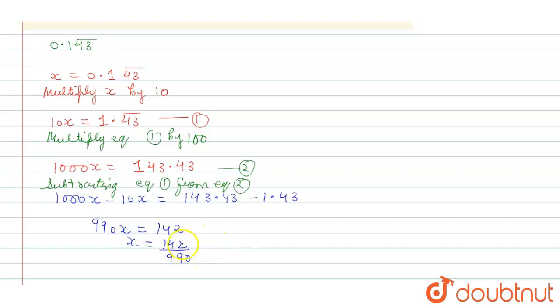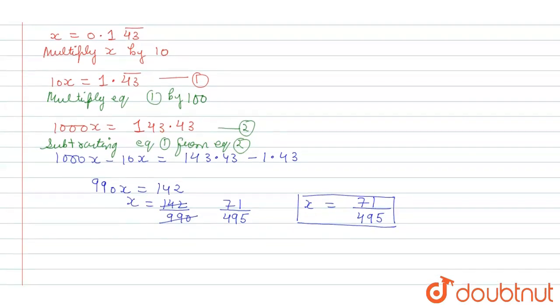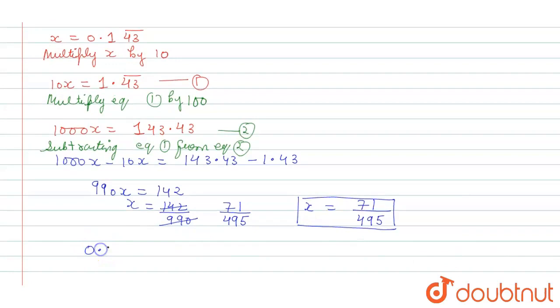So this will be equal to, 2 7s are 14, 2 1s are 2, 2 4s are 8, 2 9s are 18, 2 5s are 10. So x is equal to 71 by 495. So 0.143 bar can be written as 71 by 495 in fraction.